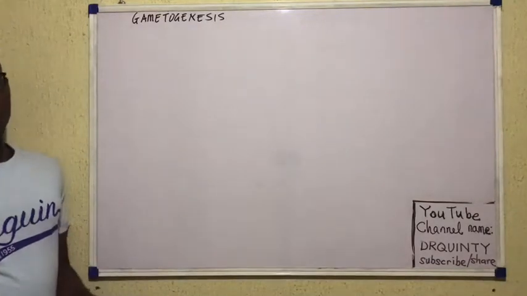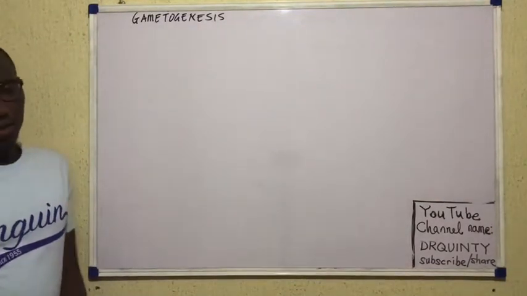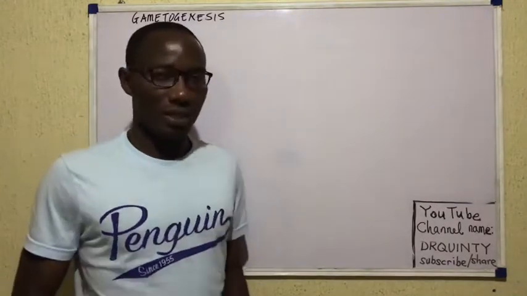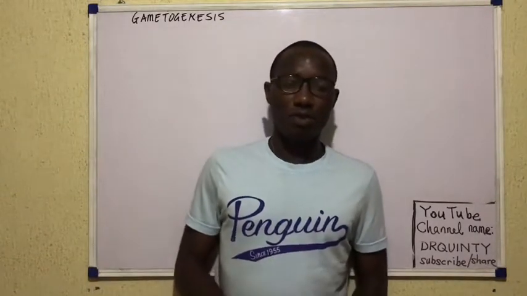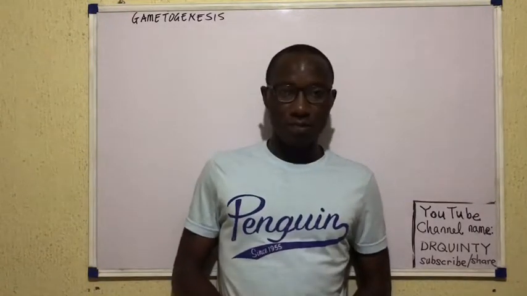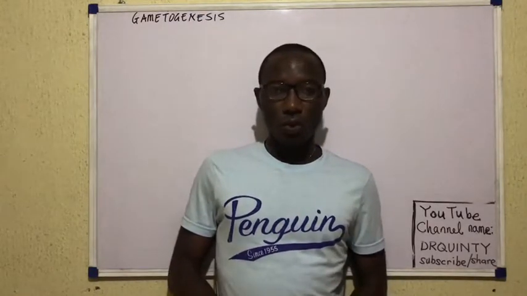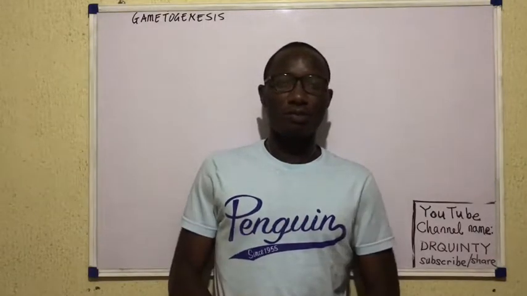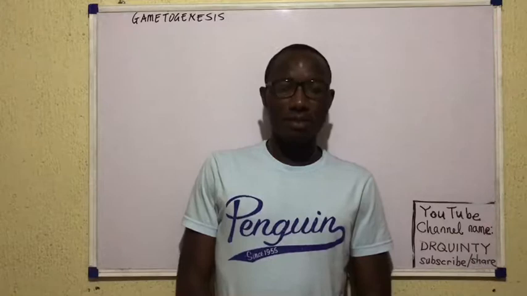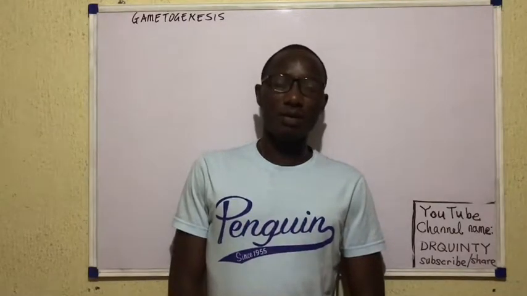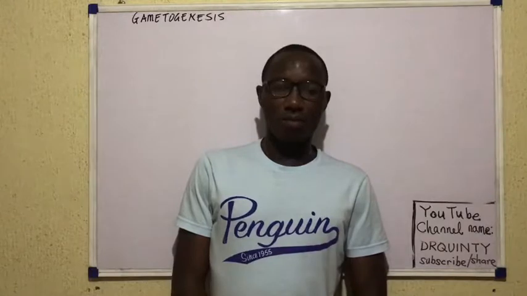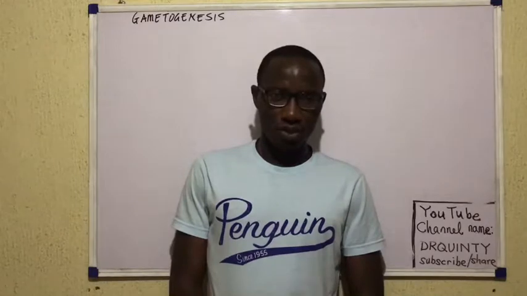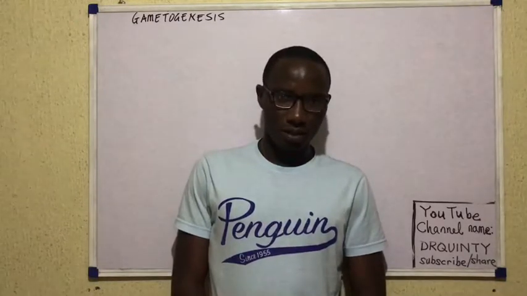In this video, I'll be telling us about what gametogenesis is, and then I'll talk about the first part of gametogenesis, which is spermatogenesis. And then in a second video, I'll look at gametogenesis in females, which is referred to as oogenesis. Now, gametogenesis involves the formation of haploid gametes from diploid germinal cells through the process of meiosis. If you have not watched my video on cell division, you may want to watch that before this.